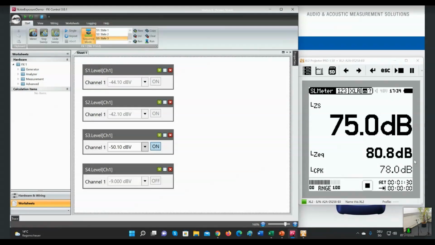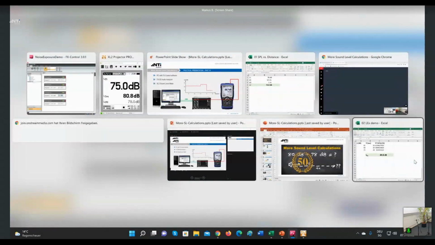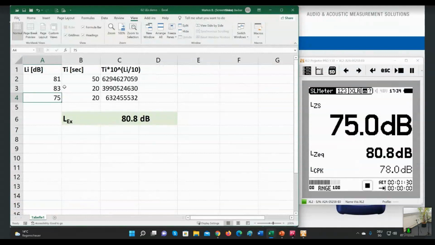And now I'm going to show you that I would have been able to calculate that as well in advance. And for that purpose, I open this Excel sheet. Here we see 81 dB, 50 seconds, 83, 20 seconds, 75, 20 seconds, and the result is 80.8, the same as you see here on the screen. So if you would play around with that, if you would say, okay, now the first 50 seconds would be 86 dB, for instance, you would immediately see there is a new result, a new outcome of this formula. So in that way, you can easily predict the noise exposure of your workers.